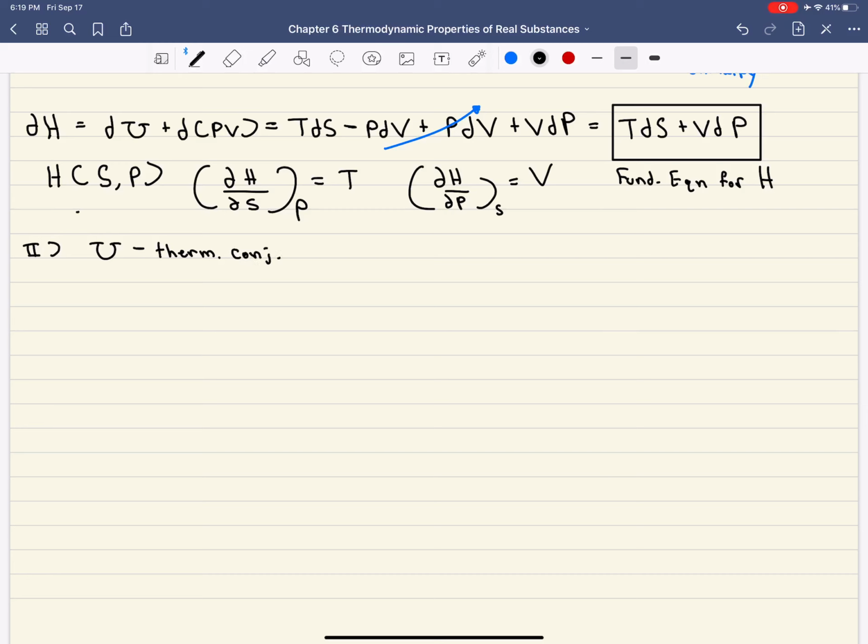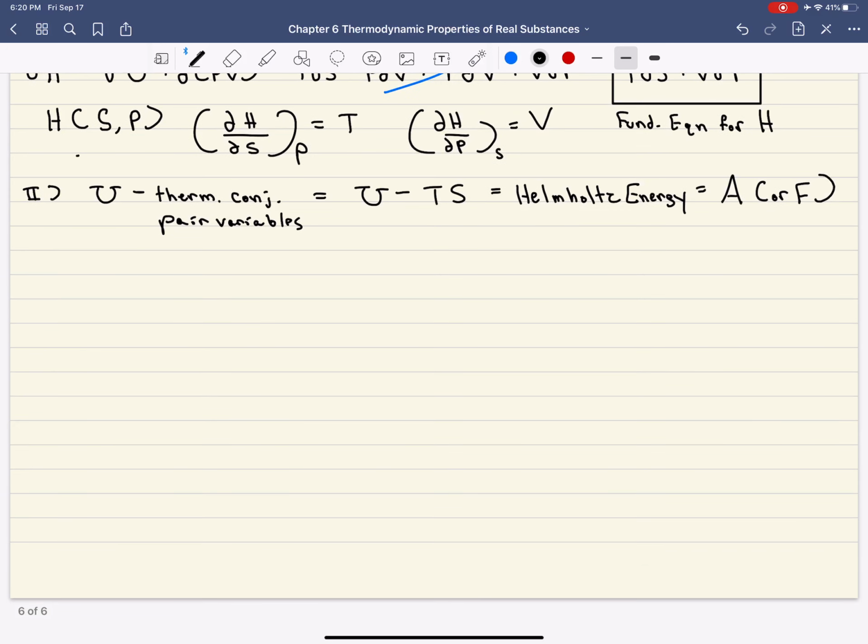but what we're going to subtract off this time are the thermal conjugate pair variables. And so here, the thermal conjugate pair were temperature and entropy. And this Legendre transform gives us what we call the Helmholtz energy. Right? And this is abbreviated commonly as A or F. You see both in the technical literature. So A or F are interchangeable. All right, and so that's the definition of the Helmholtz energy.